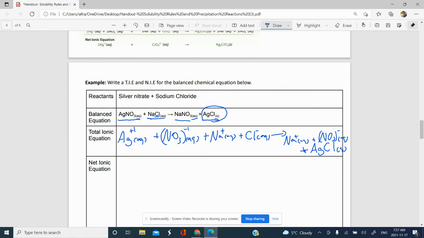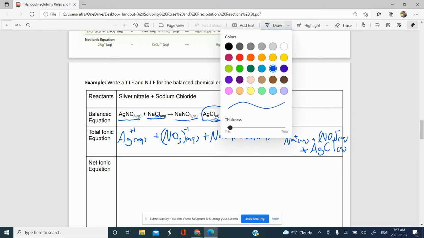This is a balanced total ionic equation. As long as you balance your balanced equation to begin with, your total ionic equation should be balanced in the end in terms of charge and amount of ions there, or atoms there as well. So what we're going to do now is we're going to go identify the spectator ions.